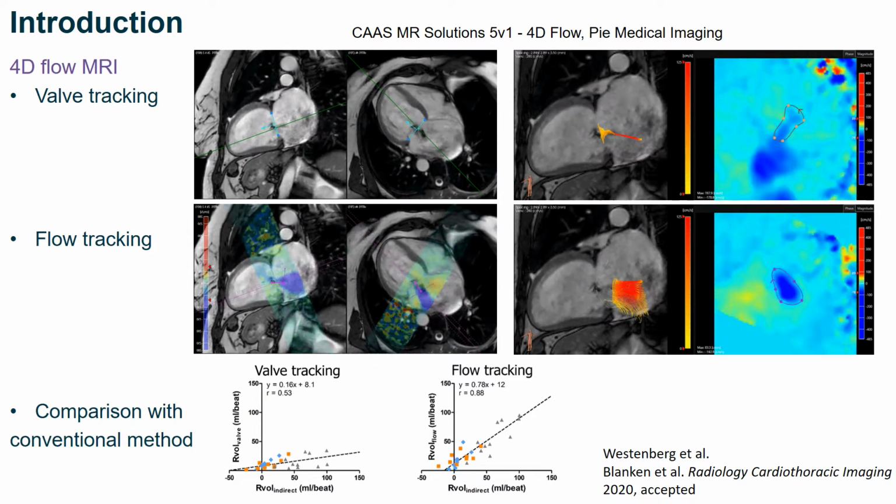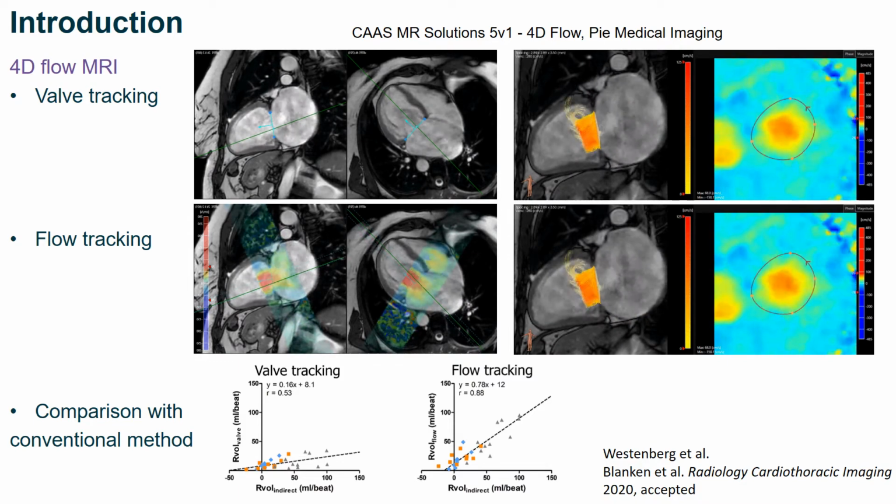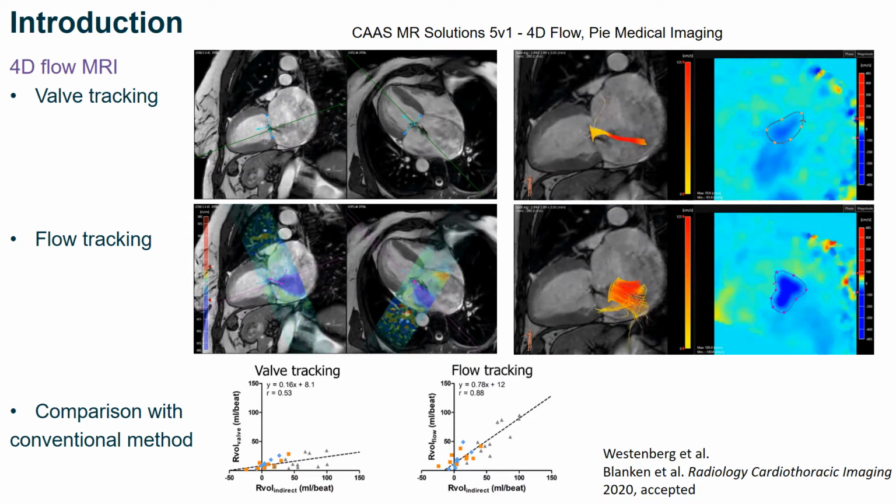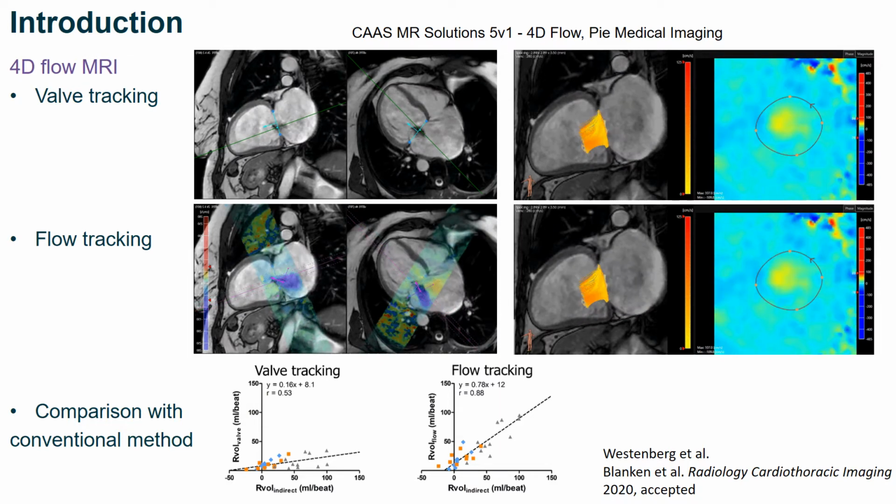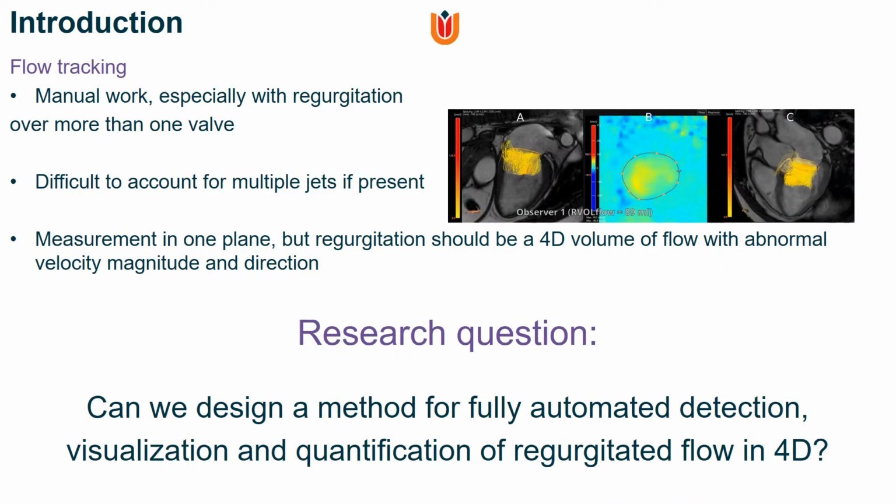We found that in severe cases, tracking of the flow jet rather than the valve resulted in better correspondence with the indirect method. Flow tracking involves manual work and does not account for multiple jets if they're present. Furthermore, valve and flow tracking are measurements in one plane, but regurgitation should be a 4D volume of flow with abnormal velocity, magnitude, and direction.